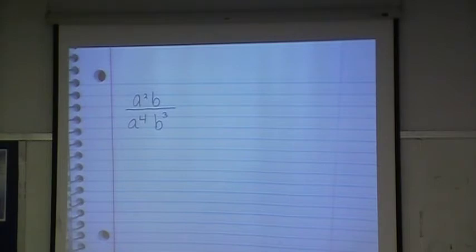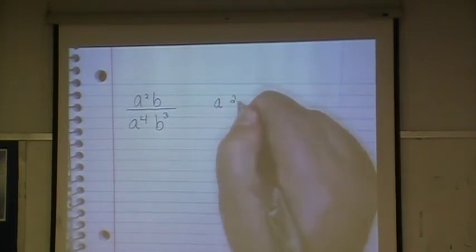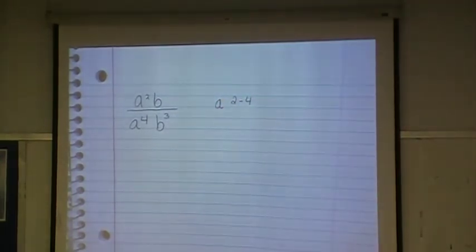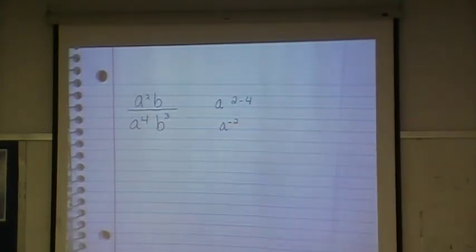Here's our next problem. A squared b over a to the 4th b cubed. All right, I'm going to look at my a's separate from my b's. So my a's, I have 2 minus 4. What is 2 minus 4? Negative 2. So right now my A is a negative 2.